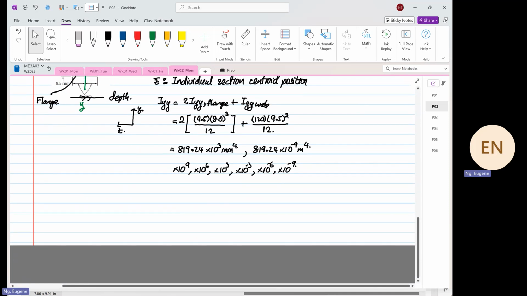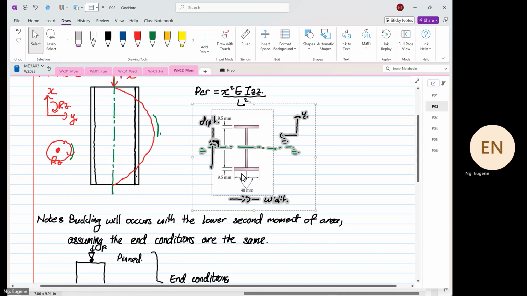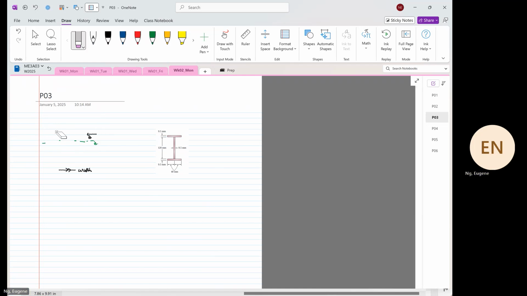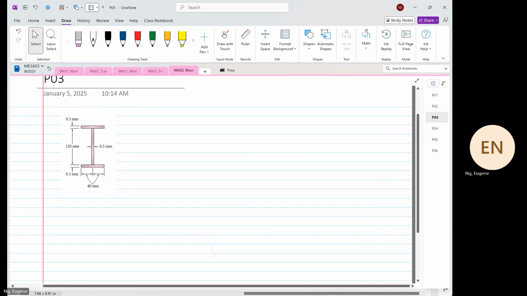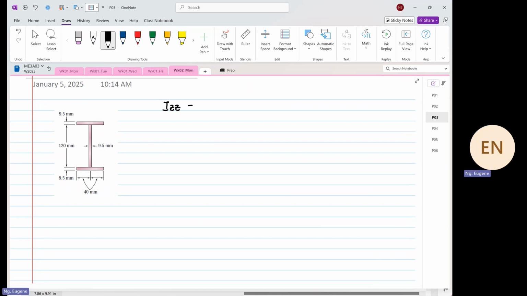So next, we're going to deal with IZZ. And again, the formula is width times depth cubed over 12 plus width multiplied by depth, capital Y bar minus small y bar, and then we have a square.